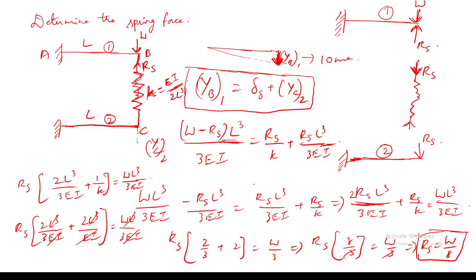If you want to copy, you can copy, otherwise I will move to the next problem. One minute, sir. Yeah. See, for simplicity, I have taken this k value to be EI by 2L cube so that it will get cancelled.